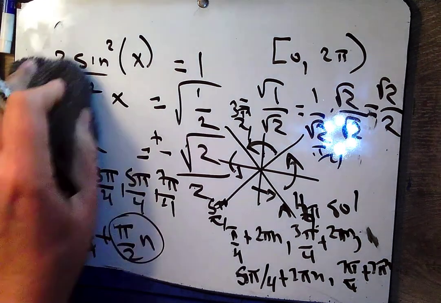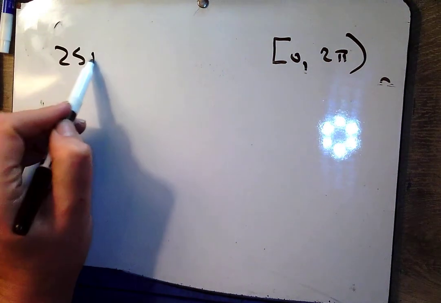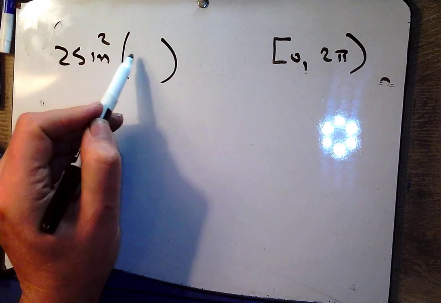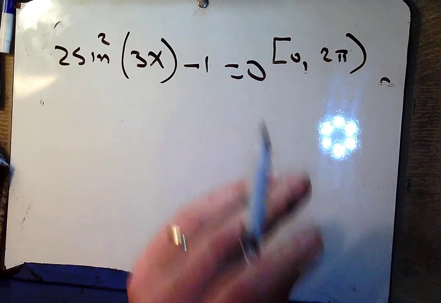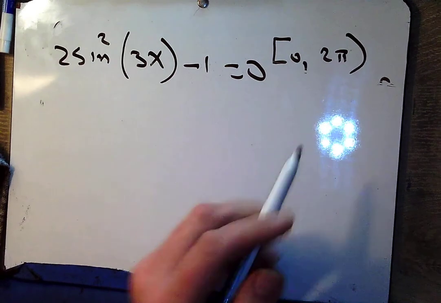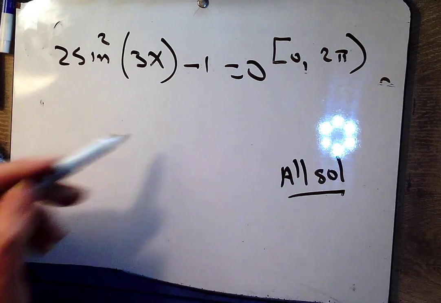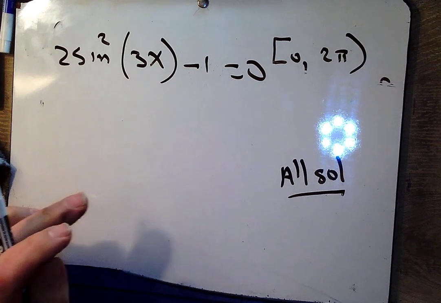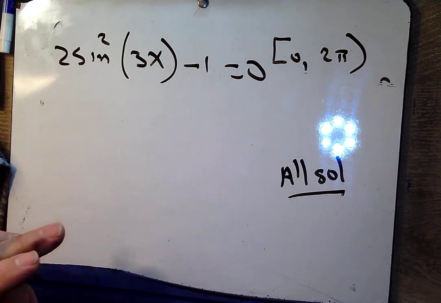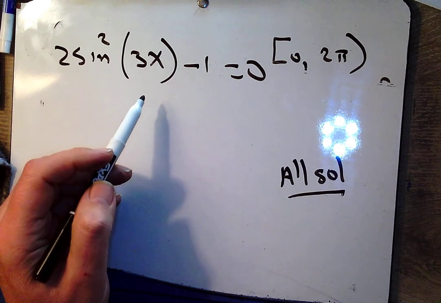Okay, but really, my excuse for doing this problem was not to solve that one, but instead to solve this one. Okay, so 0 to 2 pi and all solutions. And if you get the correct answers for both of these, I'll acknowledge that you are comfortable and ready to solve multiple angle problems.